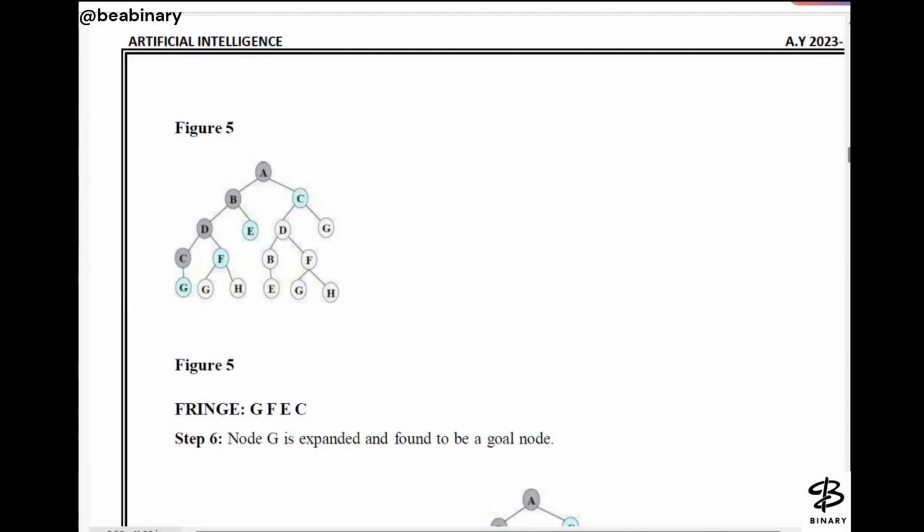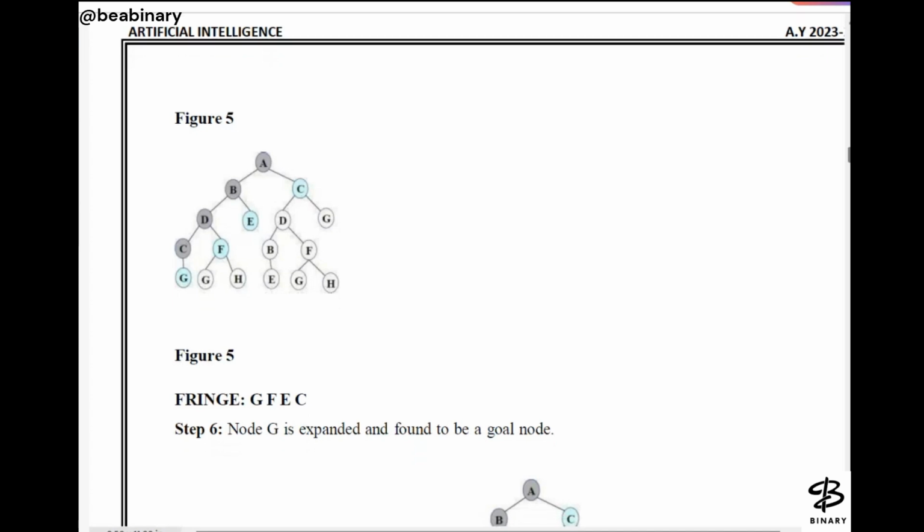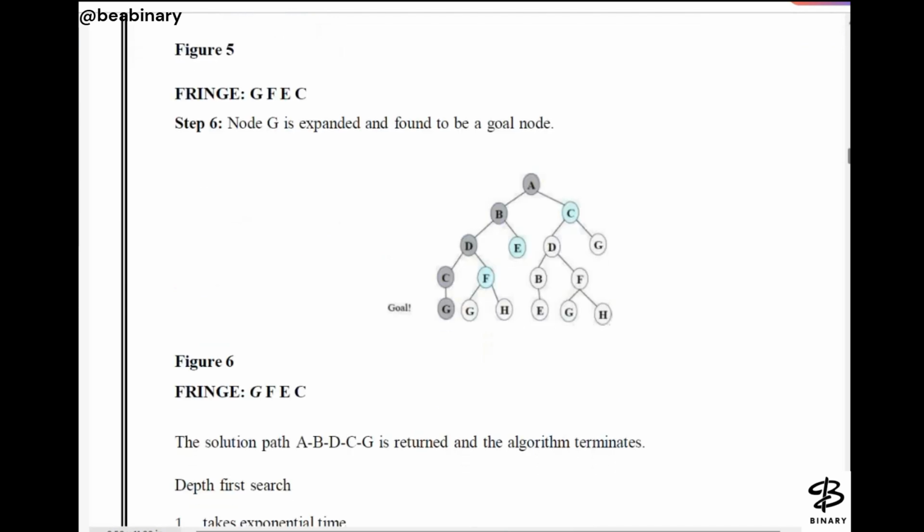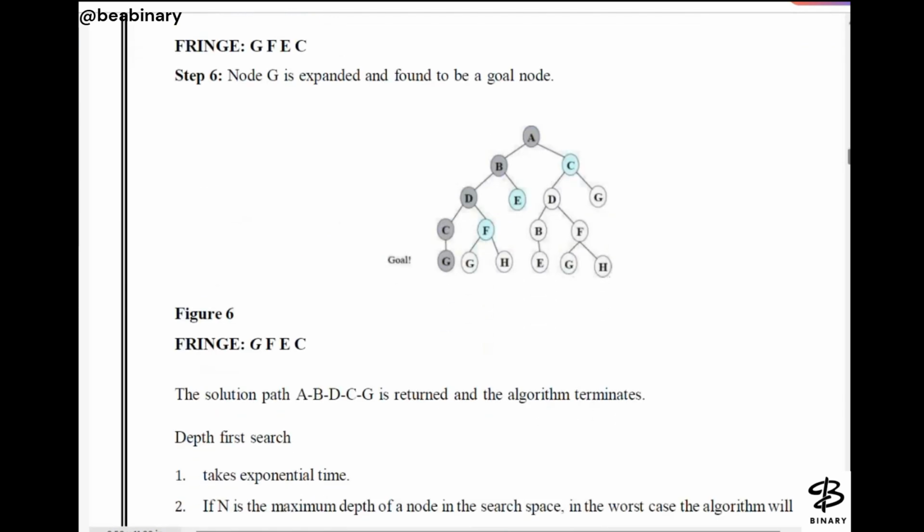Now G is expanded and found to be a goal node. अब यहाँ पर G goal node मिल गया है. So node G is expanded and found to be a goal node. In that case, the solution path we found here, A, B, D, C and G, is returned and the algorithm terminates. Right? So in this, the solution path A, B, D, C, G is returned and the algorithm terminates.